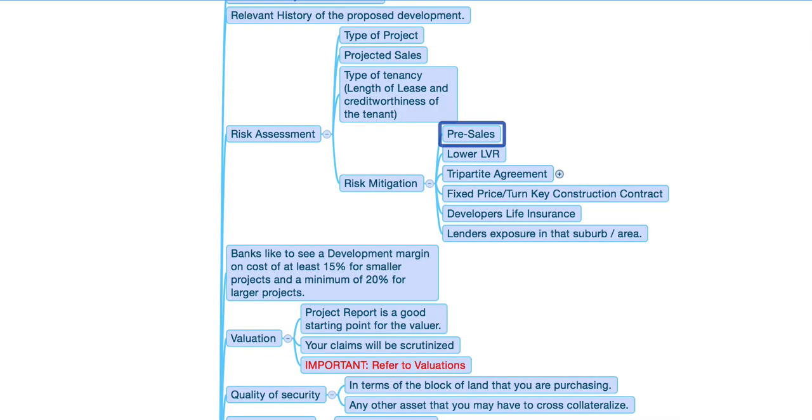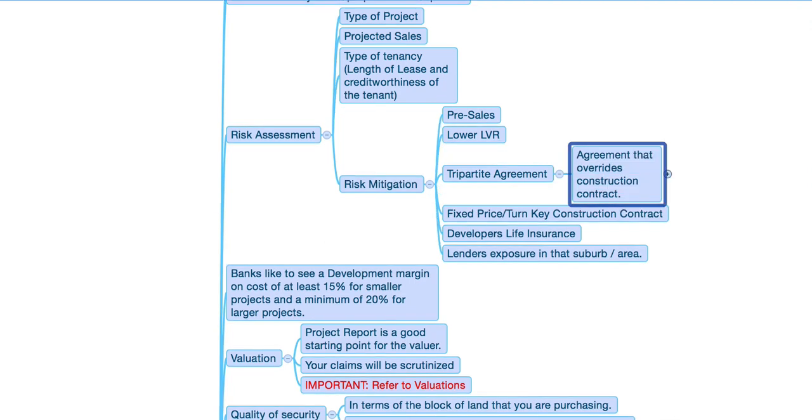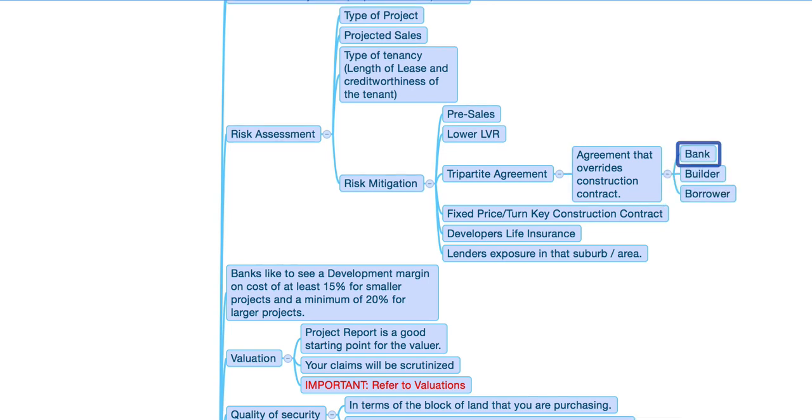The way they mitigate their risk is that they look at the number of pre-sales you've got. They might lower the LVR, which is the loan to value ratio. They must have a tripartite agreement, which is basically the agreement that overrides the construction contract. So if the builder for some reason goes bust, the bank steps in and hands over the job to another builder and completes the job, because the bank's money is at stake as well. It is in their interest that the builder completes the construction. So the tripartite agreement is between the bank, the builder, and the borrower.